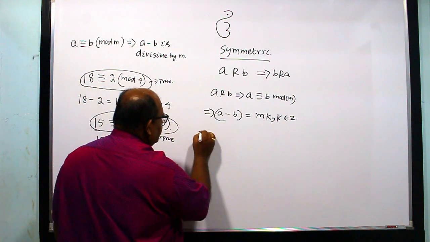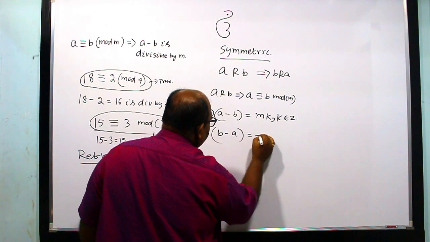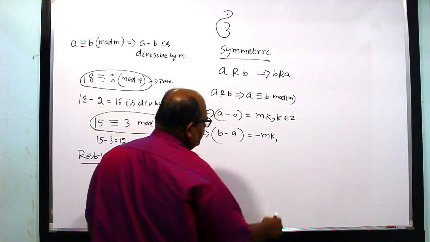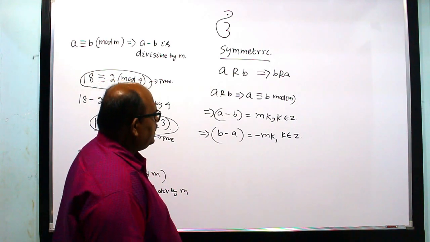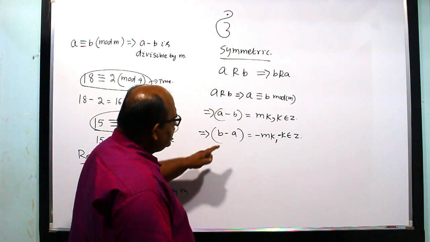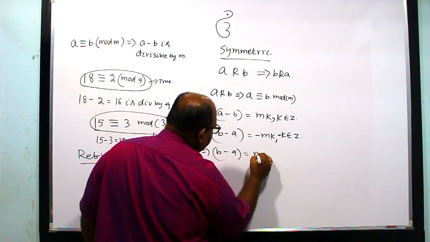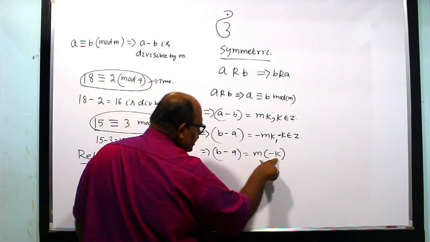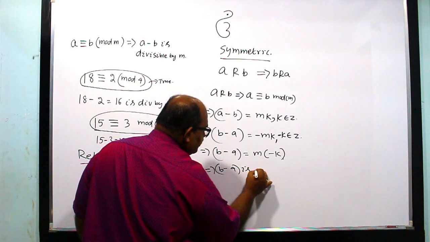Now this implies A minus B is equal to MK, so B minus A is equal to minus M into K. If K belongs to Z, then minus K also belongs to Z, right? So B minus A is equal to M into minus K. Minus K is an integer, so B minus A is divisible by M.